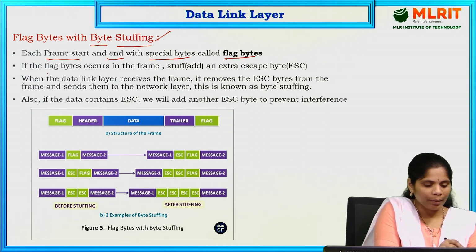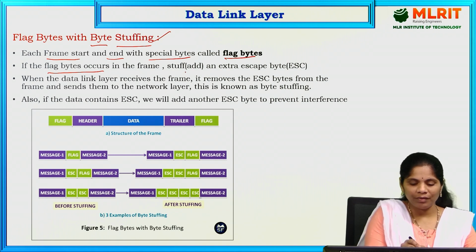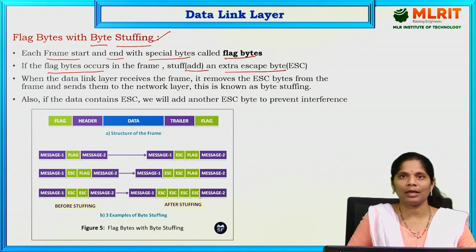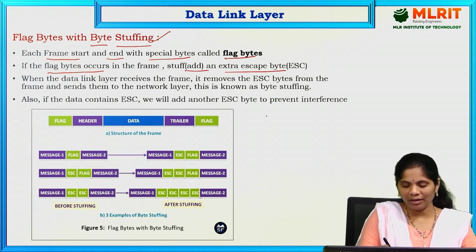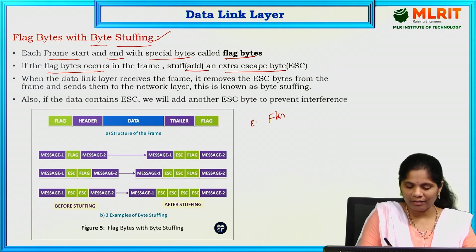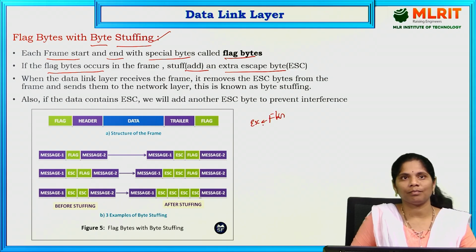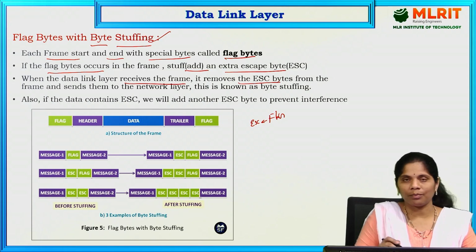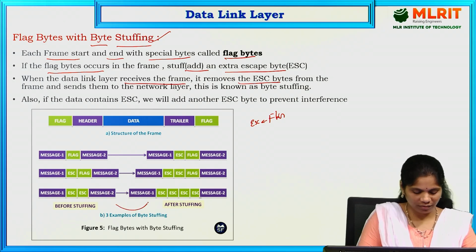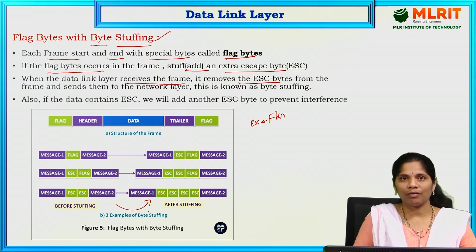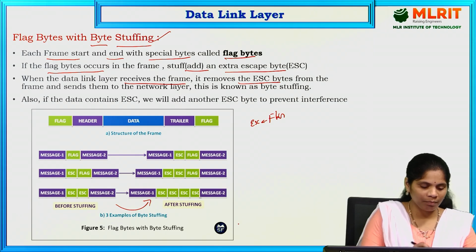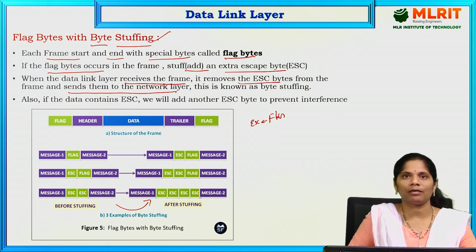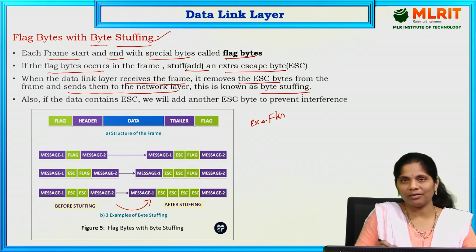If the flag byte is there in the frame, we have to add an extra escape. If the flag is in that particular frame, we add an escape to it. When the data link layer receives the frame, it removes the escape. Means when it comes to the receiver side, whatever escape was added is removed from the frame and the frame is sent back to the network layer. This is known as byte stuffing.